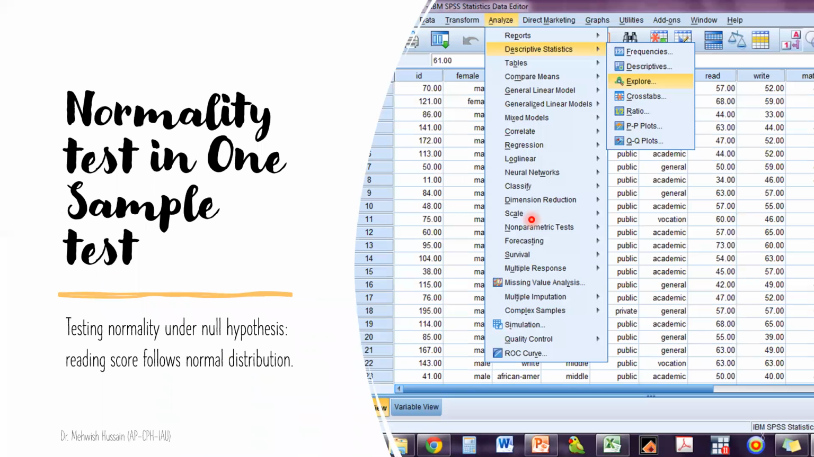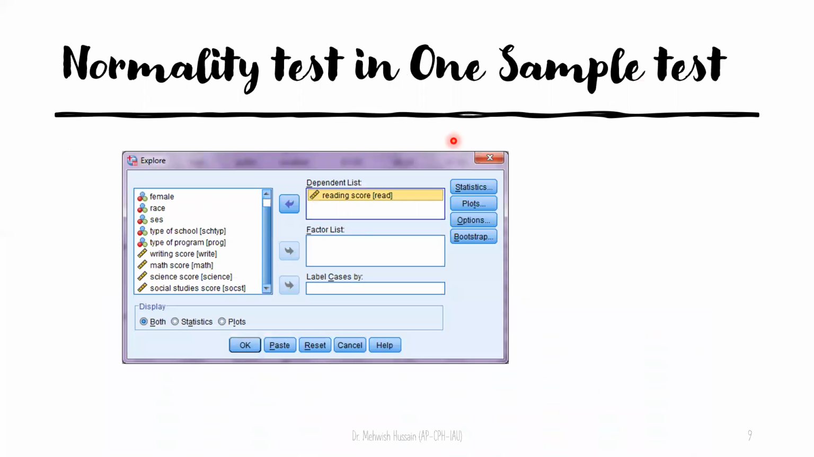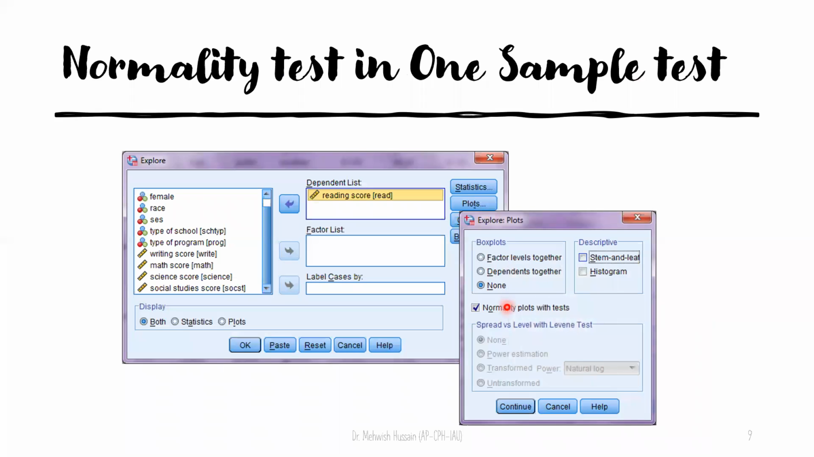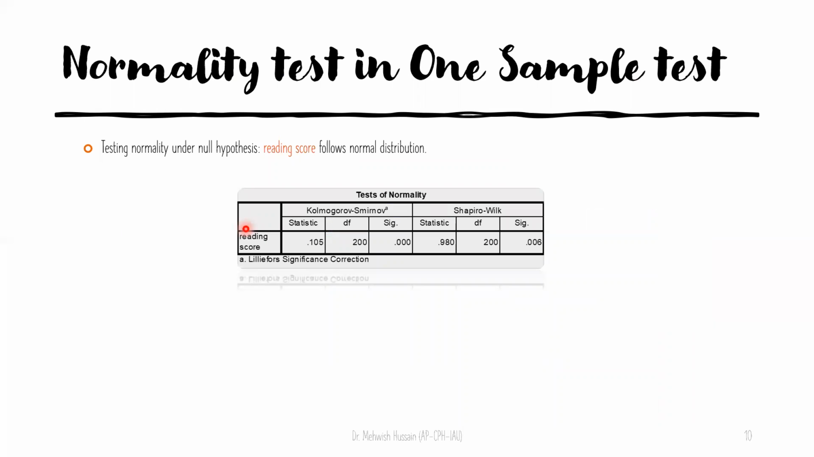To check normality in SPSS, we go to Analyze, Descriptive Statistics, and Explore. In Explore, we put our reading score, which is our variable of concern, in the dependent list. Then in the Plots option, we click on normality plots with tests, press Continue, and then press OK. Among the many outcomes, we look at the tests of normality. There we will use the Shapiro-Wilk test because our sample size is less than 2000.